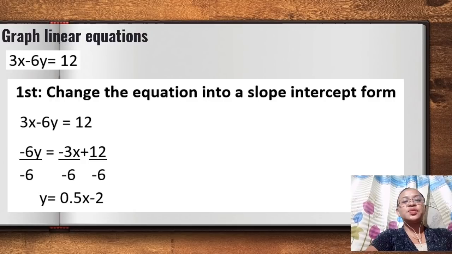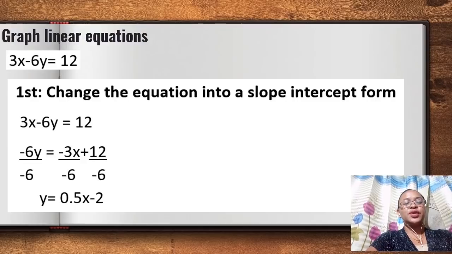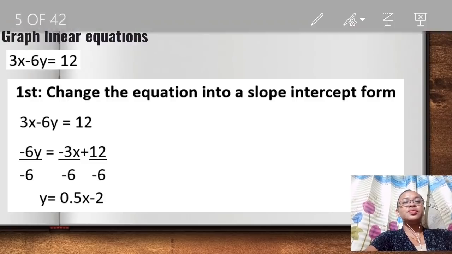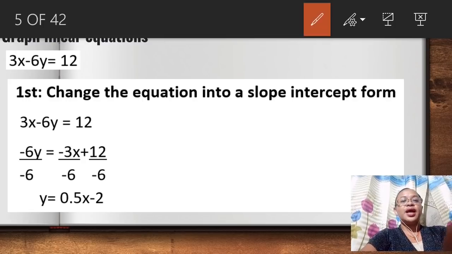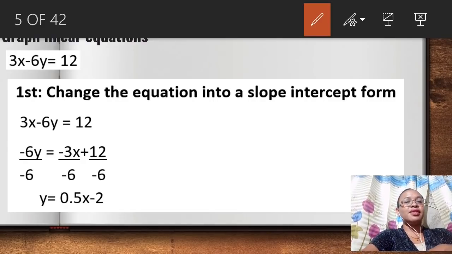And so we transpose positive 3x to the other side. When 3x is transferred to the other side, the positive 3x becomes negative 3x. And so it becomes negative 6y is equal to negative 3x plus 12. The 12 will remain there, and since it's positive, we have plus 12.